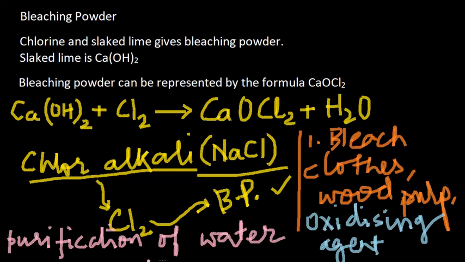Besides, bleaching powder is also used in places where there is lots of garbage, because bleaching powder releases chlorine gas, which helps to kill bacteria and germs that are present in the garbage. So these are the different uses of bleaching powder, and this is the way in which bleaching powder is prepared.